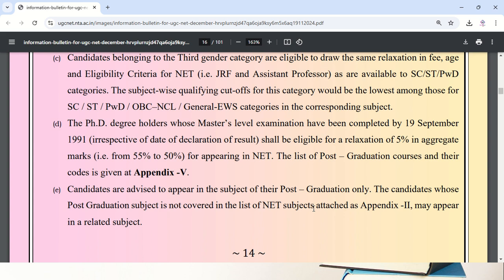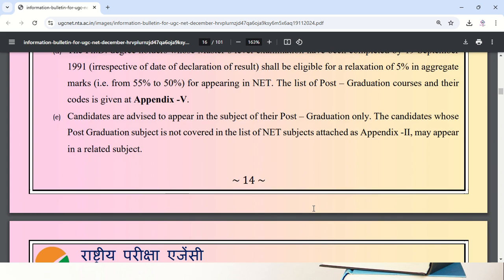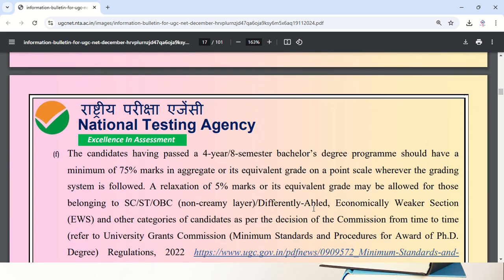Because totally 80 to 85 subjects they are conducting. Suppose you have studied something else which is not listed here, whichever subject is closest related to that, you can appear. That is what is given here.